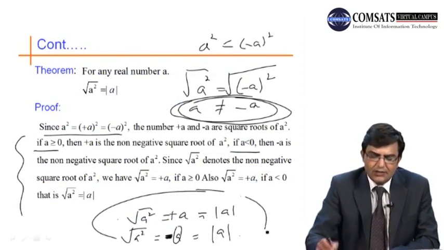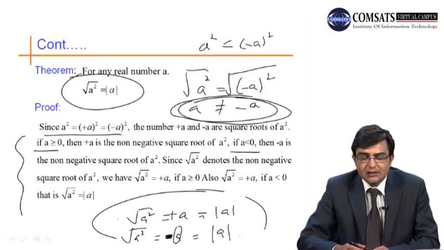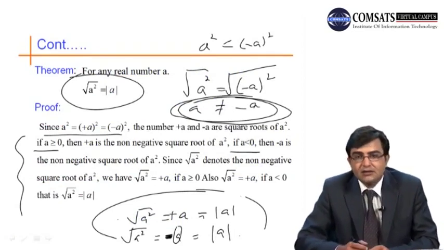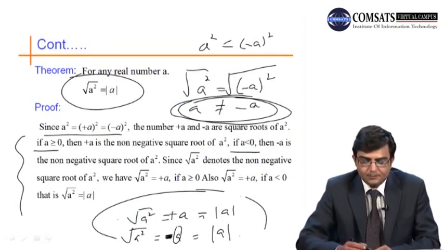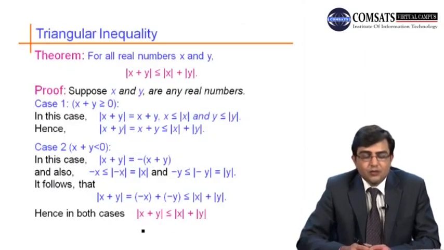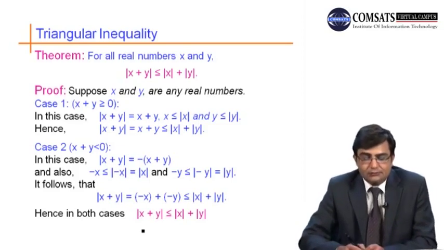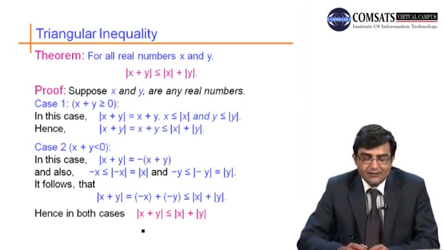So we can conclude that the square root of a square, for any real number a, is equal to the absolute value of a. So we move further and we are now ready to prove the triangular inequality. This inequality is very important in mathematics and it has tremendous applications in mathematics.